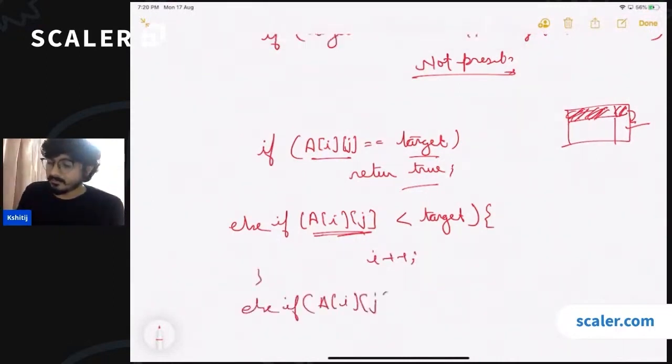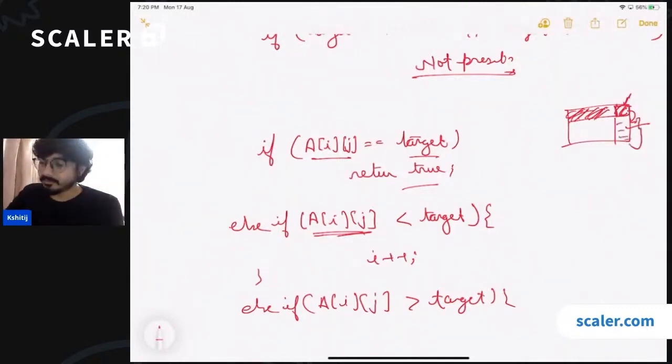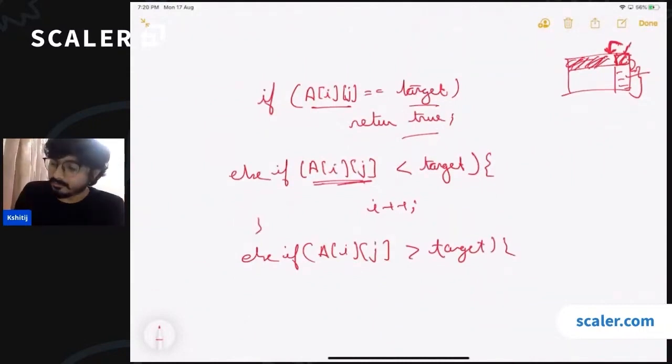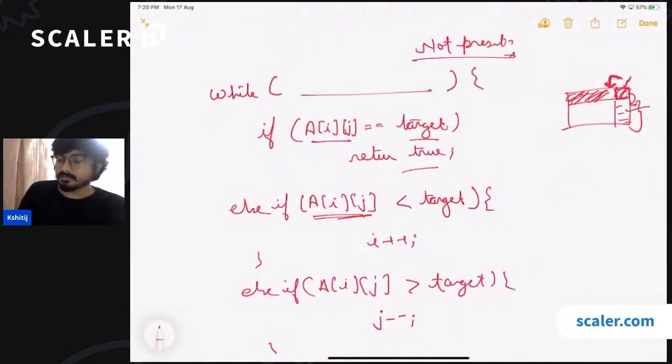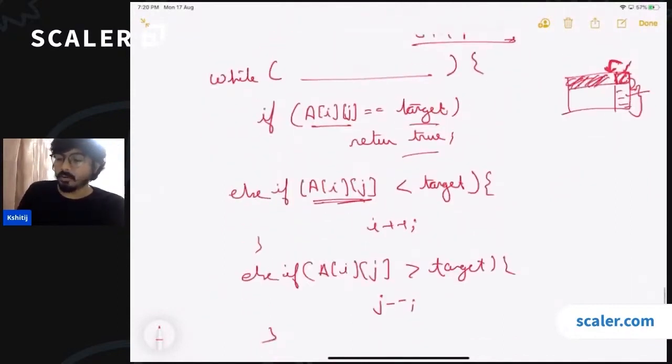Else if this is greater than the target, then what can we say? If this element is greater than the target, then all the elements below it will also be greater than the target. So we can switch the search space to the previous column. So that will be j--. And there will be a while loop here. Can you guys tell me what should be the condition when we have to stop the search? If we find the target, then we are returning.